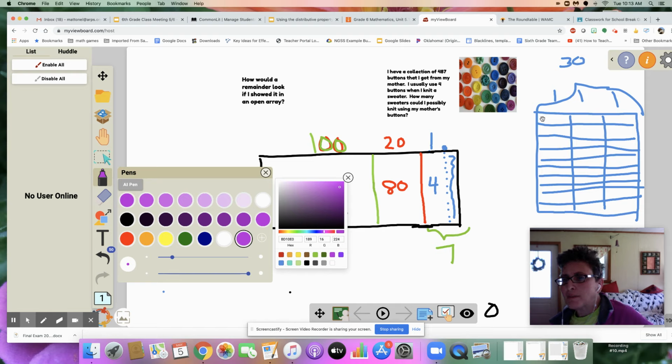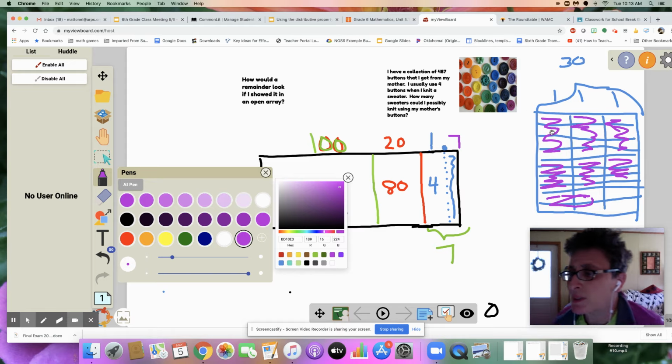And so I've got a group of 1, 2, 3, 4. There's one group. And then I had another group. So that was 2 groups of 4. 3 groups of 4. 4 groups of 4. 5. 6. And I have 7 groups of 4. And so there is 7 groups of, and they're in tenths because we broke it up into 10 pieces.